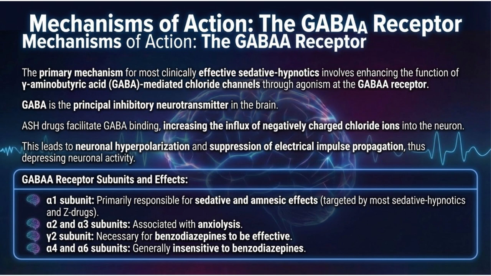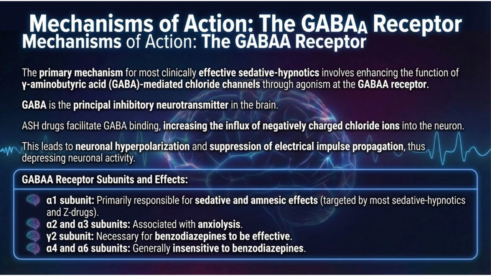I've read that different parts of that receptor do different things. Is that where the Z drugs come in? That's a great point. The GABA-A receptor is a complex of different subunits. Yeah. And which subunit you target changes the effect. The alpha-1 subunit, for example, is mostly responsible for sedation. And that's what zolpidem targets.